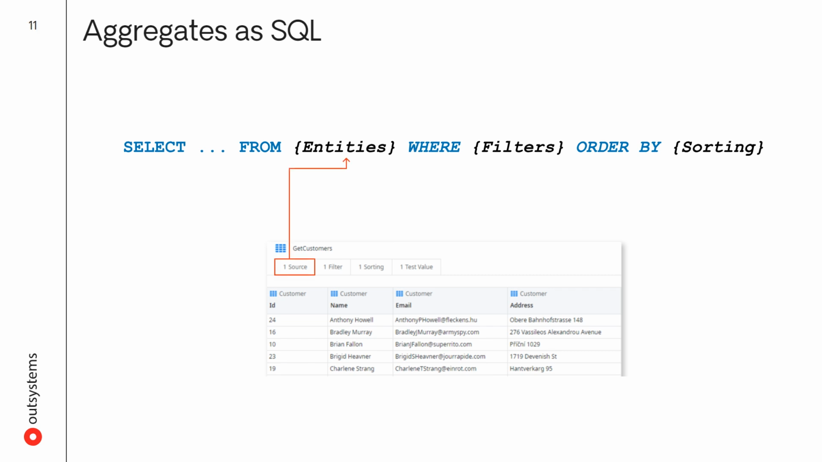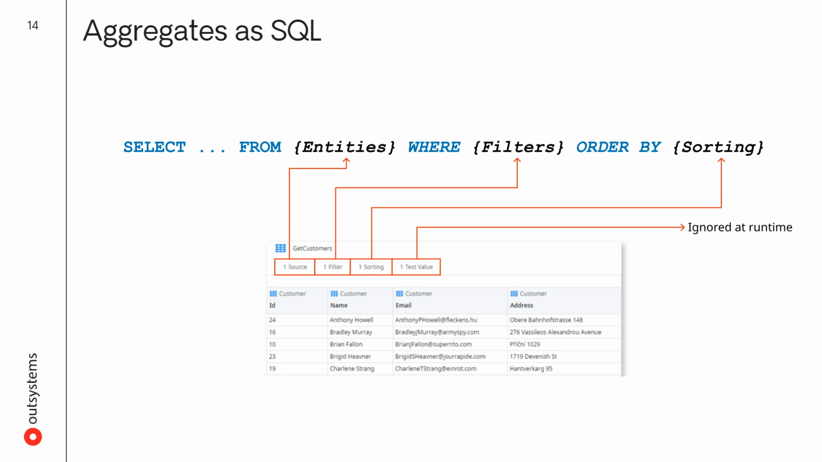Whatever is defined in the Sources tab will end up in the From clause, while filters end up being concatenated with ANDs to the Where clause. The sort criteria are translated to the order by clause by the order they are defined in the aggregate. Test values are ignored during compilation, since they are only used during development and have no effect at runtime.